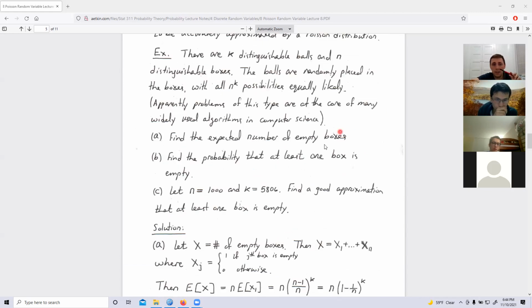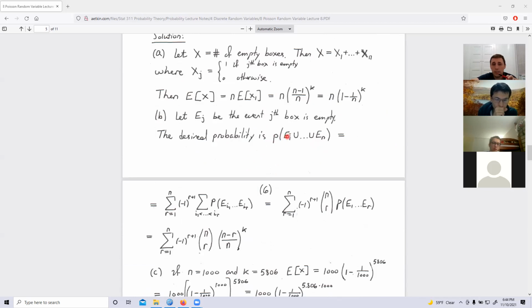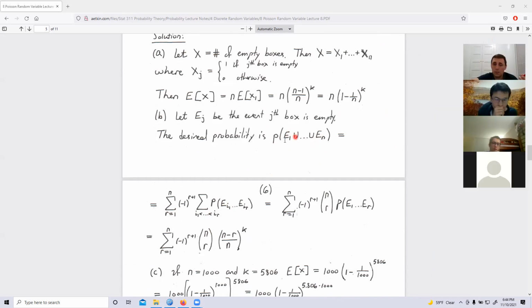Now part B, find the probability that at least one box is empty. At least one box is empty. So we can say, well, let's suppose Ej is the event that box j is empty. The desired probability is E1 union E2 and so on. It's one of them is empty, right? Which then I use the inclusion-exclusion formula. I don't have a nice answer for it. I just have this ugly answer, right? The inclusion-exclusion, here's this formula if you remember it.